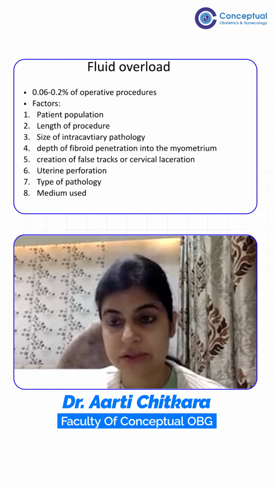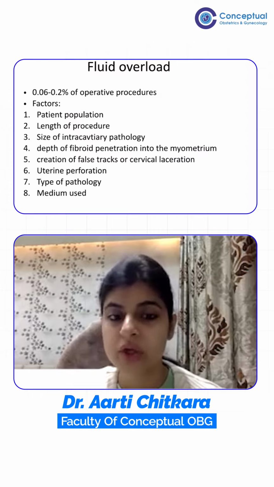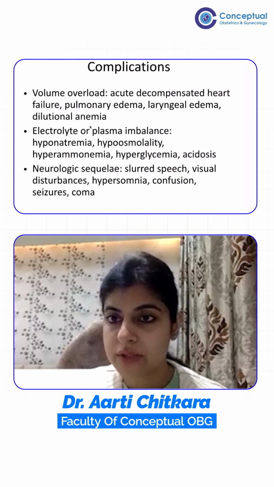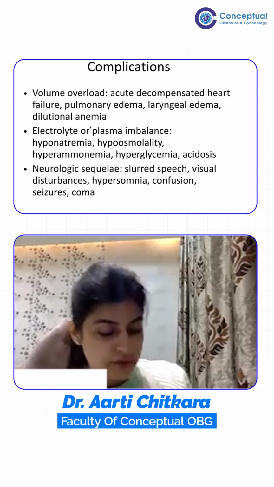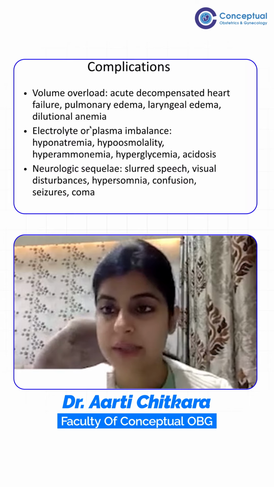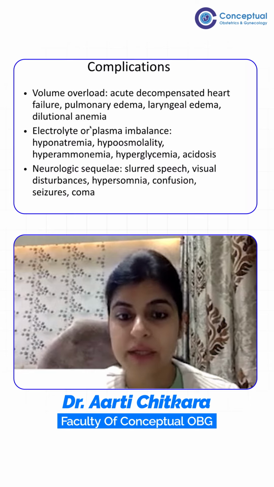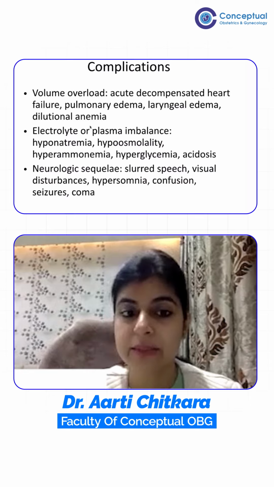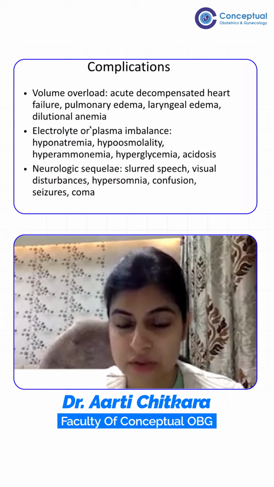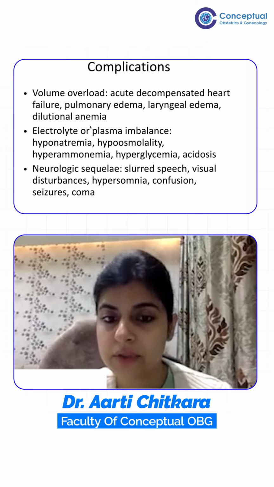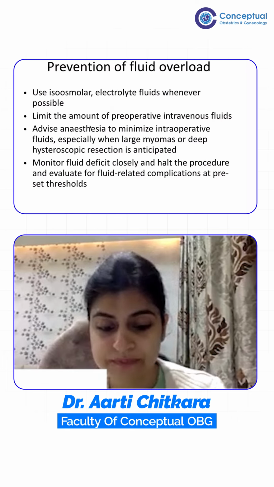Uterine perforation leads to sudden fluid overload, as do the type of pathology and the medium used. So with fluid overload, the patient might land up in acute decompensated heart failure, pulmonary edema, laryngeal edema, dilutional anemia. Electrolyte and plasma imbalance can occur: hyponatremia, hypo-osmolality, hyperammonemia, hyperglycemia, and acidosis. Neurological sequelae can occur: slurred speech, visual disturbances, hypersomnia, confusion, seizures, and coma.